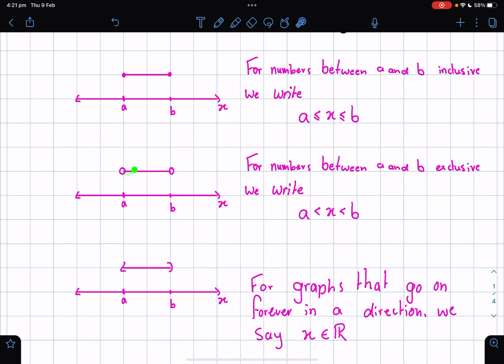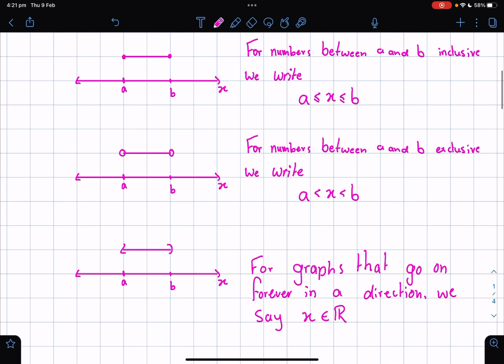The opposite of that is when they're excluded. So for numbers between a and b exclusive, we write a is just less than x, which is less than b, because it cannot be equal to that point. All right. If I had a solid point here, so it could be equal to b, then we'd have something that looks like this. Okay, so it can be both.